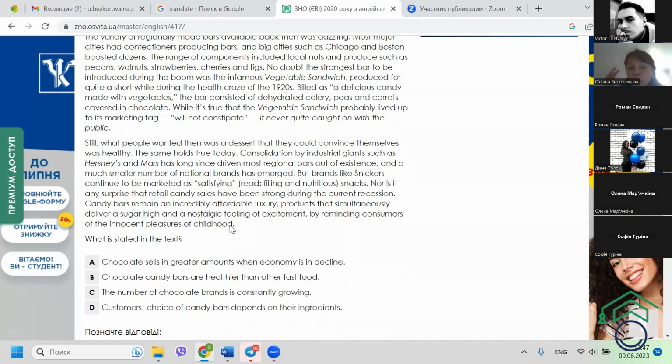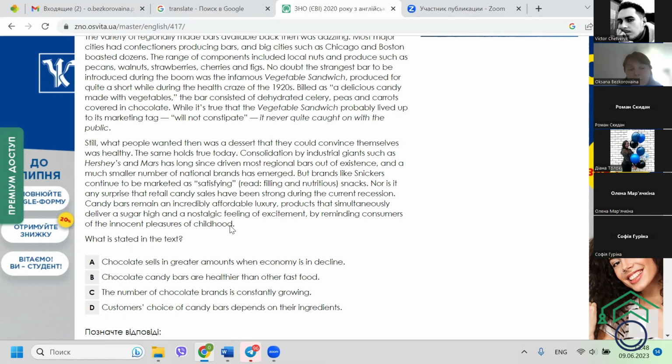And bear in mind the whole text, да? Держимо в голові весь текст, тому що the question refers to the whole text. What is stated in the text? Can you read? Так, останній параграф прочитати.